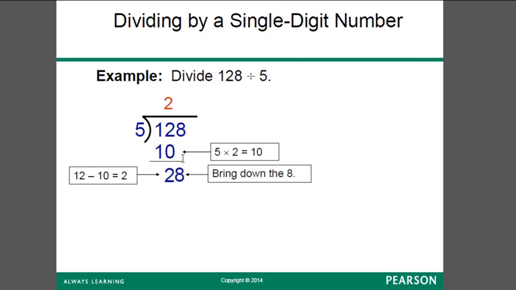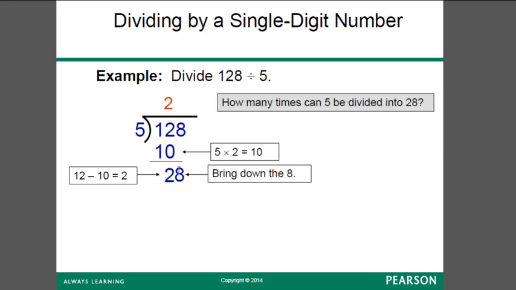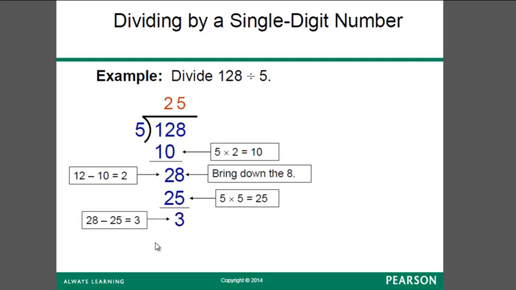Then I subtract 12 minus 10, and I get 2. I bring down my 8, and now I'm going to ask, how many times does 5 go into 28? Well, it'll actually go 5 times. 5 times 5 is 25. Do my subtraction, and I get 3.